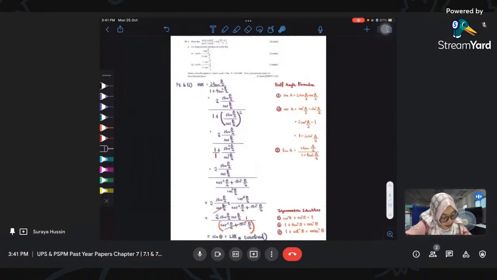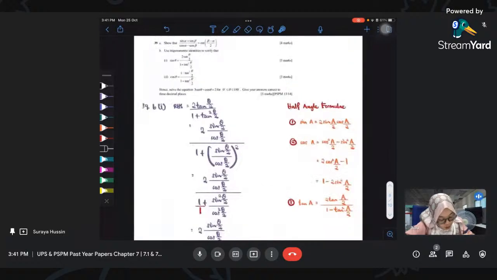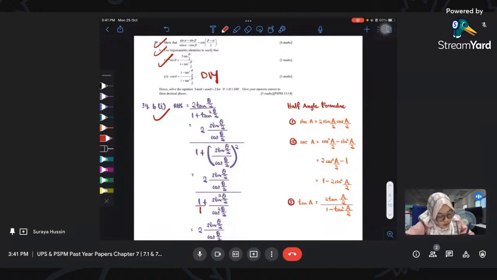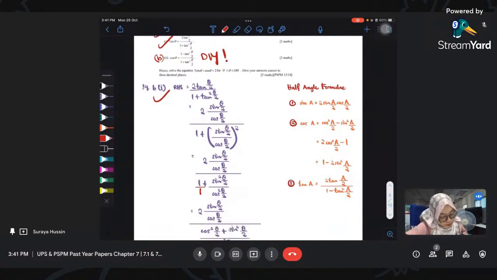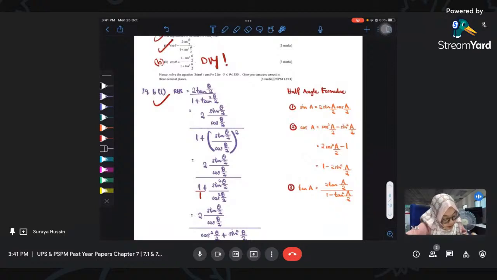So question B pun saya dah buat sedikit. All here that I've tried is saya dah cuba question B1. Okay, I've tried B1. I want you to do B2 by yourself. Do it yourself, okay? So here you'll do it by yourself. So I'm just going to explain B1. Okay, B1. Saya akan explain B1.